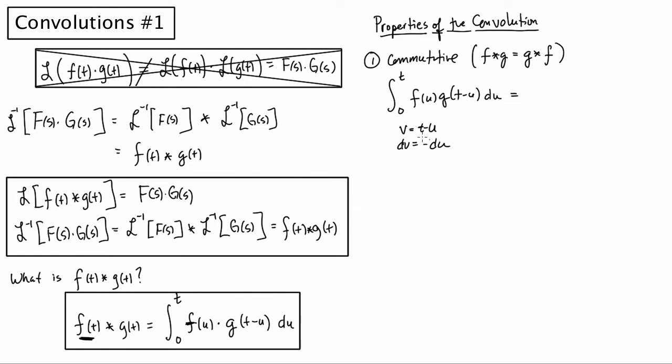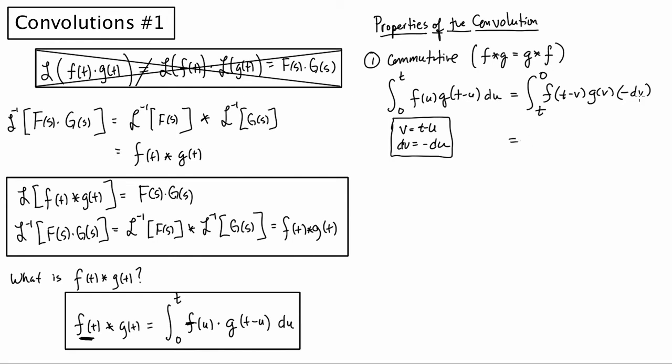So if I make that substitution into this integral, then the limits of integration become, well, when u is 0, v would be t, and when u is t, t minus t would be 0, so you'd get 0 here. And f of u would be the same thing as f of t minus v. And g of t minus u would be the same thing as g of v. And then du would be minus dv.